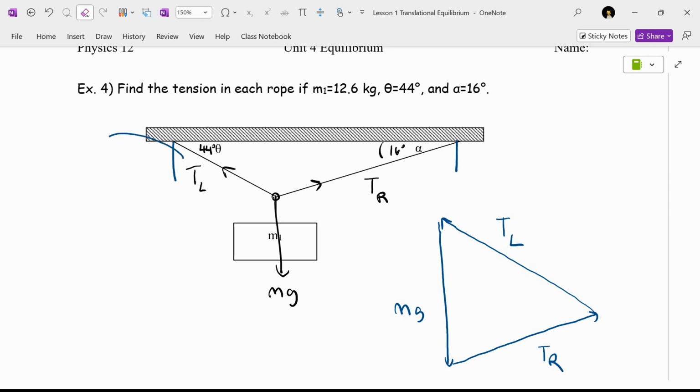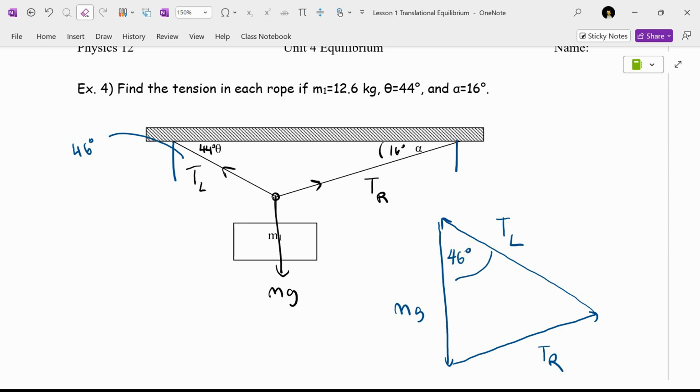Tori, how big is this angle right here? How'd you figure that out? 90 minus 44 is what you did? Yeah, okay. So I see that tension L forms 46 degrees with a vertical line. Is this tension L hitting a vertical line? Then this is 46 degrees.